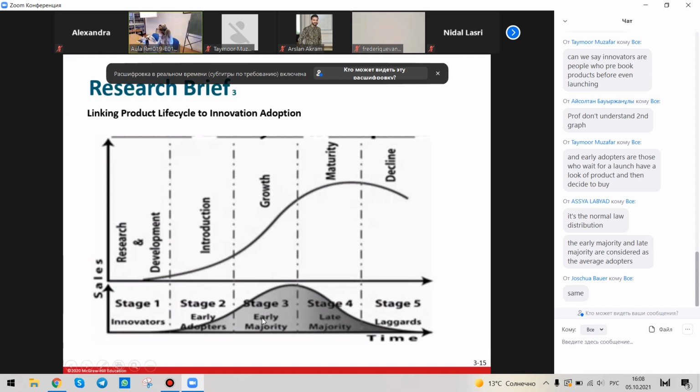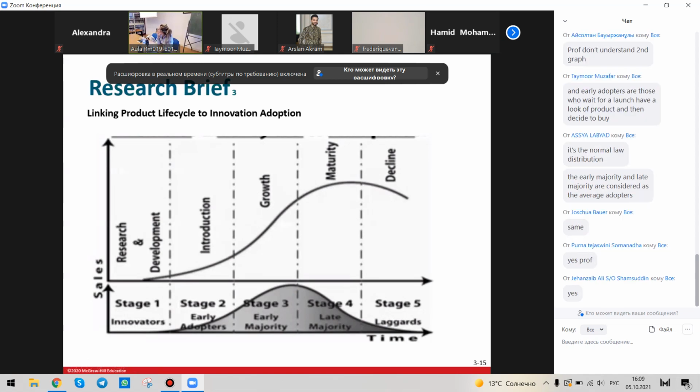And we can make a comparison between the stage at which the product life cycle is and the corresponding kind of adopter in the innovation curve. So you all know what a product life cycle is. We have time and sales here, and adopters and time here for the Rogers curve. We have the stages of the product life cycle: R&D, introduction, growth, maturity, and decline.